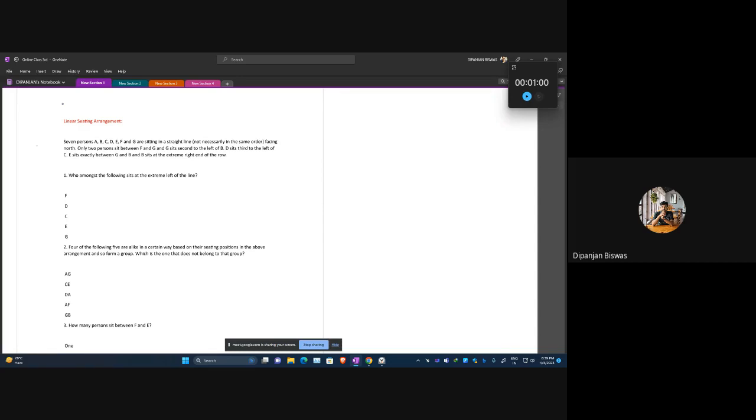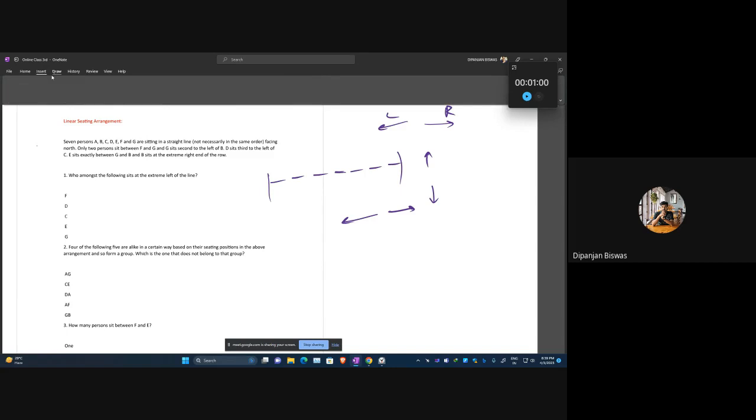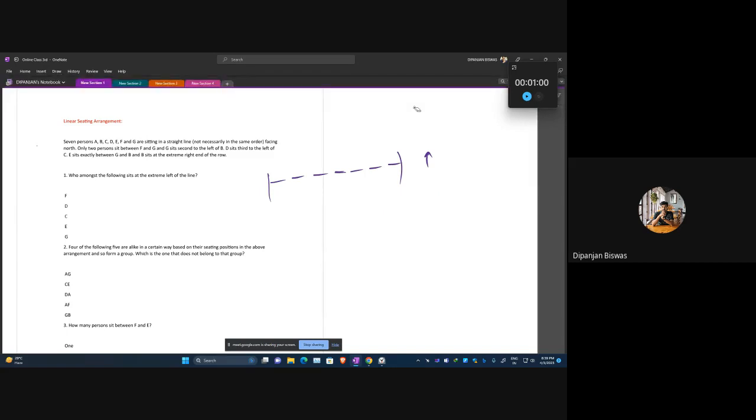Okay, 7 people. Just write 7 places like 1, 2, 3, 4, 5, 6, 7. These are 7 people sitting in a row, sitting in a straight line facing the north. So you must write the direction sense. If all are facing the south, then the right should be in this direction and left in this direction. If all are facing north, then right is in this direction, left is in this direction. So you must draw the direction sense. Here all are facing north. In the first statement, only two persons sit between F and G.